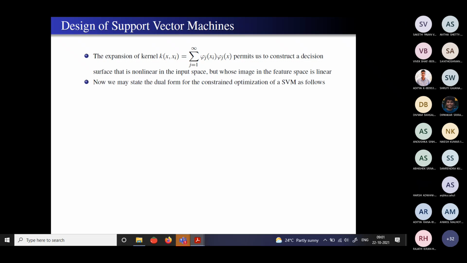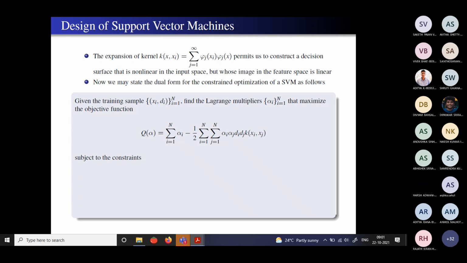We may state the dual form for the constrained optimization of SVM as follows. So this is the dual form, which we know. Wherever x_i, x_j was simply there, we replace it with K(x_i, x_j). Here some sort of inner product was there between x_i and x_j, so we wrote something like this. And this condition we got from the primal problem, and this is also a condition from the dual problem, where C is a user-specified constant.